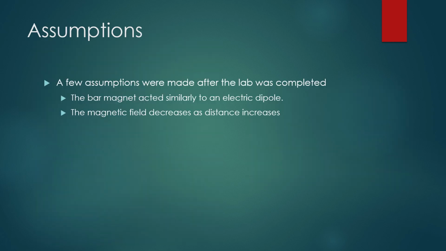A few assumptions were made after the lab was completed. First was that the bar magnet acted similarly to an electric dipole, and that the magnetic field did decrease as the distance increased.